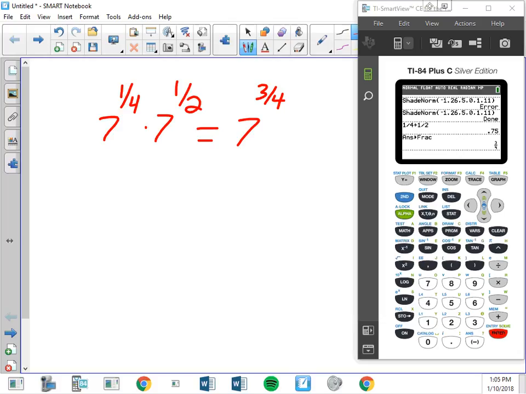Just as a review, what would that be in radical form? What root would it be? The 4th root of 7 raised to the 3rd. Do you remember that conversion that we did the other day? This one becomes the root, and this one becomes the exponent. But you don't need to do that. That's just a review. Today you don't need to worry about that. You just need to simplify.